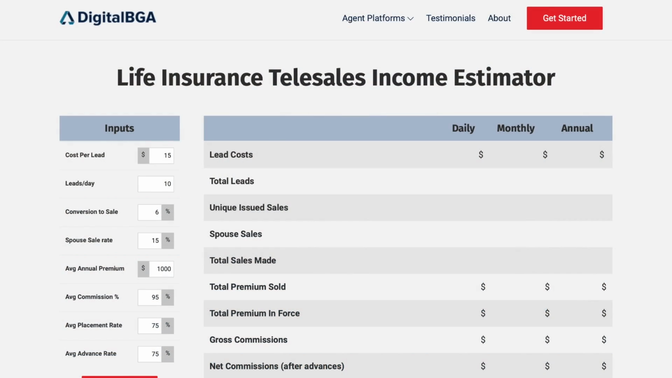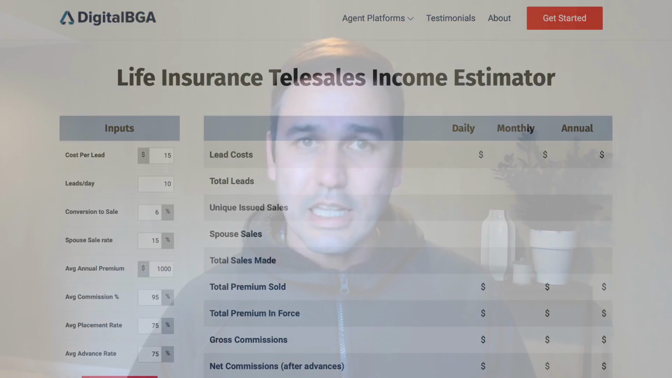You don't need to register or sign up or pay for anything like that. It's 100% free. Just go to digitalbga.com/income-estimator. So we use this daily in our business to mentor agents and just run different scenarios. I mean, you can get a lot of insights. If you are a struggling independent agent, you can figure out the inefficiencies that you need to fix right now based on the numbers and how just fixing one small thing can make a big impact on your monthly profits.